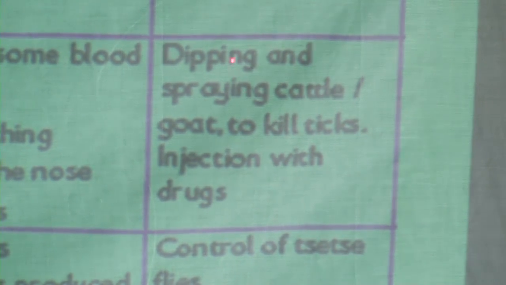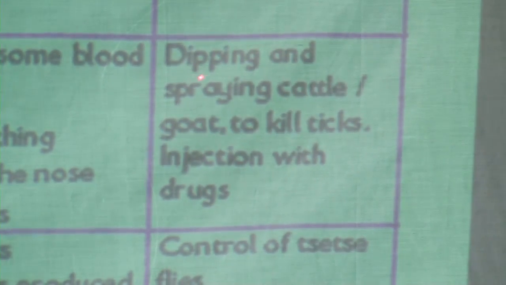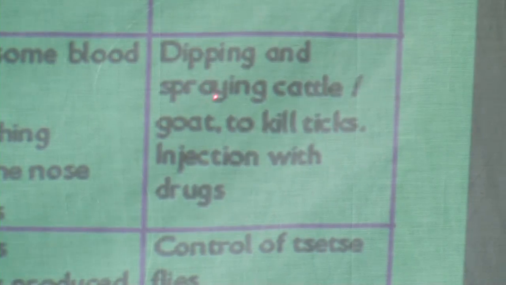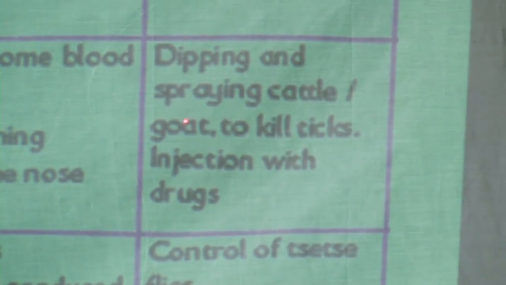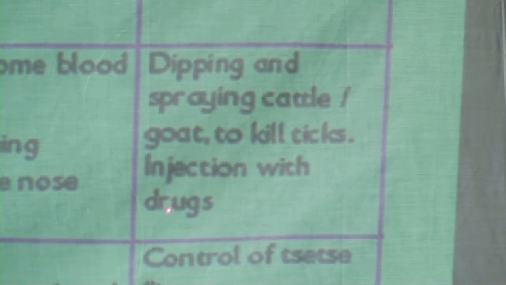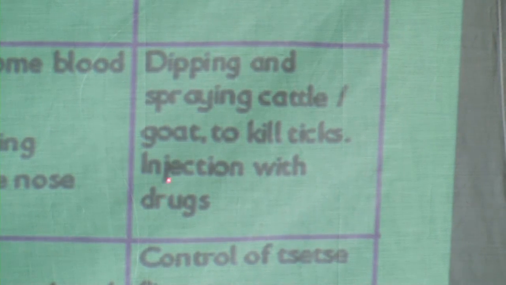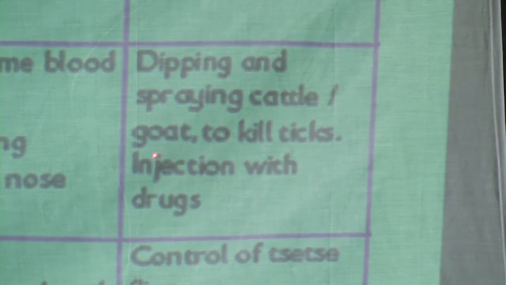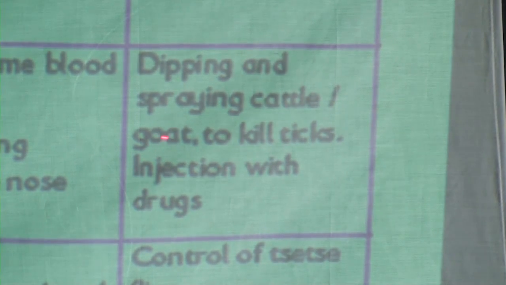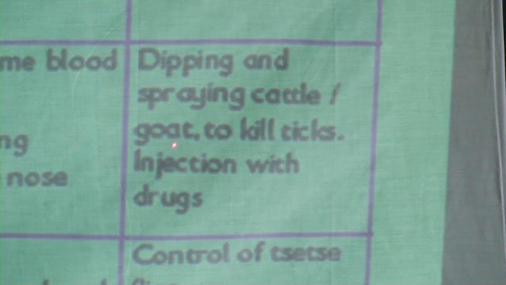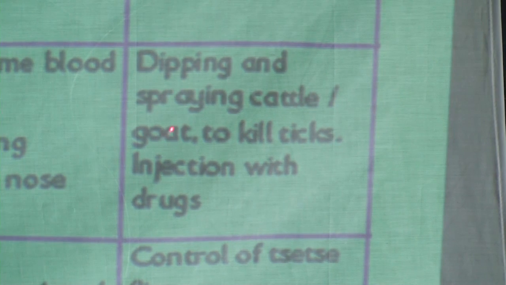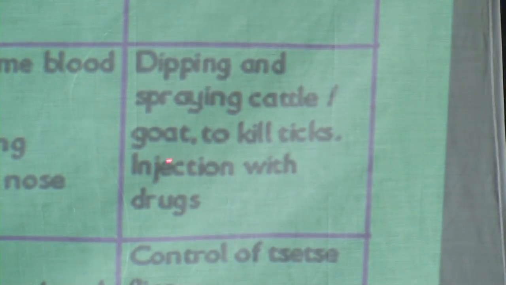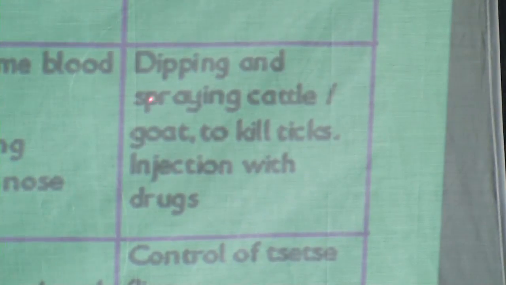Yes, majorly on your farm you should have a cattle dip, where you easily dip your animals to control the spread of this parasite, because ticks are external parasites. Once they are dipped into the chemical, the acaricides are found to be easy to kill these ticks, the vectors.